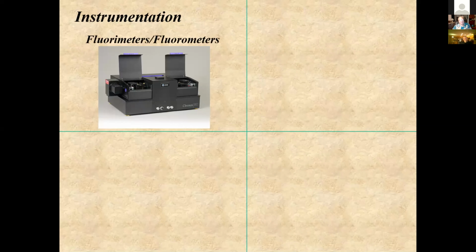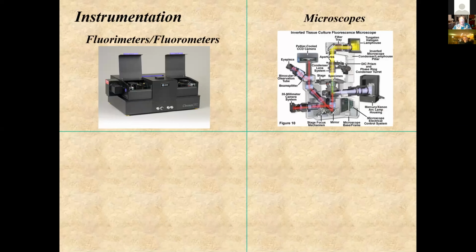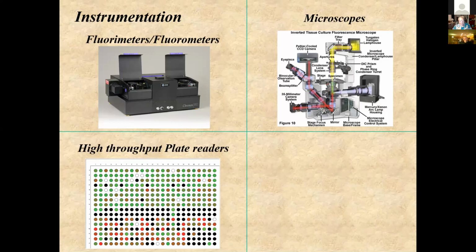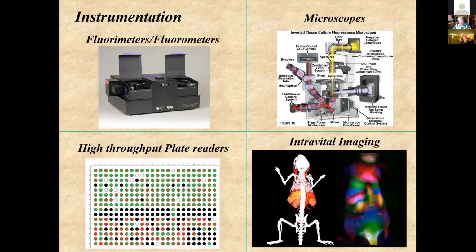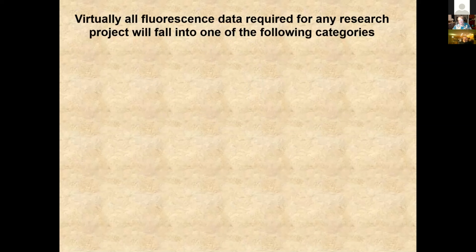What type of instrumentation is used? Well, we have fluorimeters and fluorometers, and we'll learn the difference. Of course, many types of microscopes that you'll learn a lot about in this course. High throughput plate readers and intravital imaging, and you'll learn how you can use these modern techniques to go deep into biological tissues.